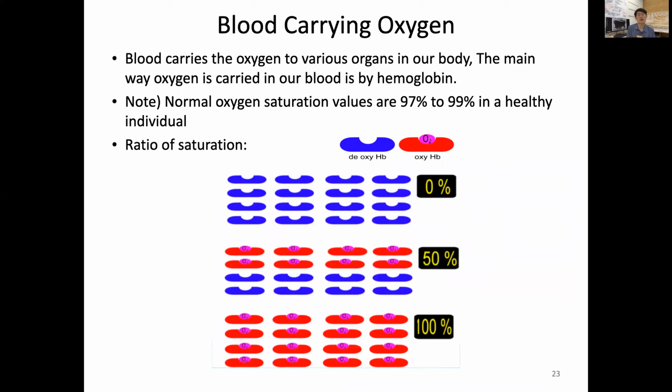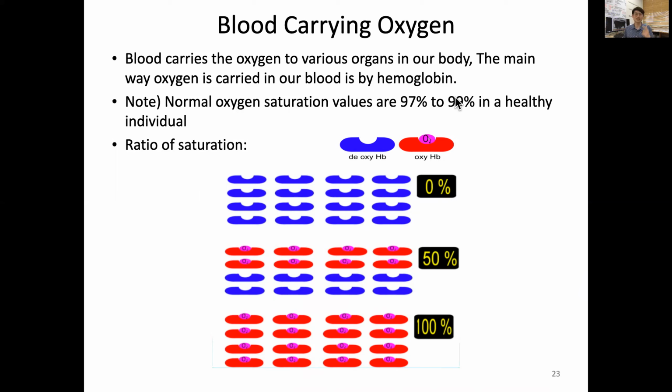Now, next I want to discuss oxygen concentration. Blood carries oxygen to various organs in our body. The main way of oxygen carriage is by hemoglobin. You remember from the molecular principles that hemoglobin has a tertiary structure with four subunits, and each can hold one oxygen molecule. Normal oxygen saturation for humans is about 97 to 99% in healthy individuals.